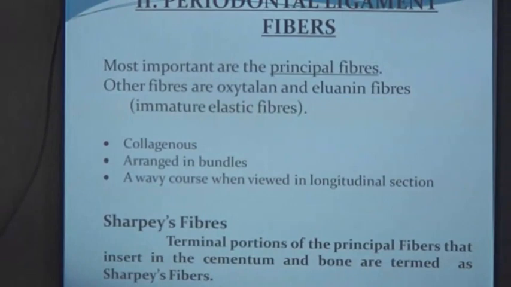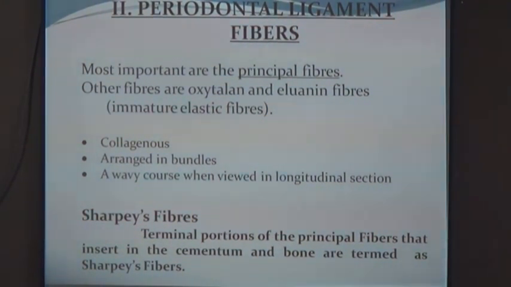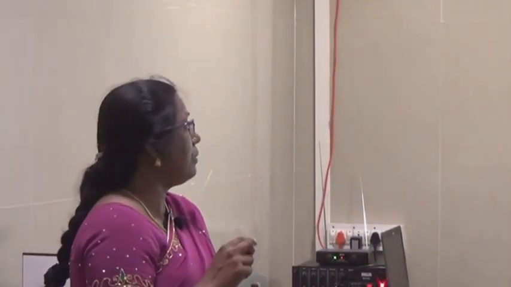So, these are the fibers. Most important are the principal fibers. In that, other fibers, oxytalan and elaunin fibers, are immature elastic fibers. There are two types of fibers, mature and immature. The oxytalan fiber is an immature elastic fiber. What is the use of elastic fibers?